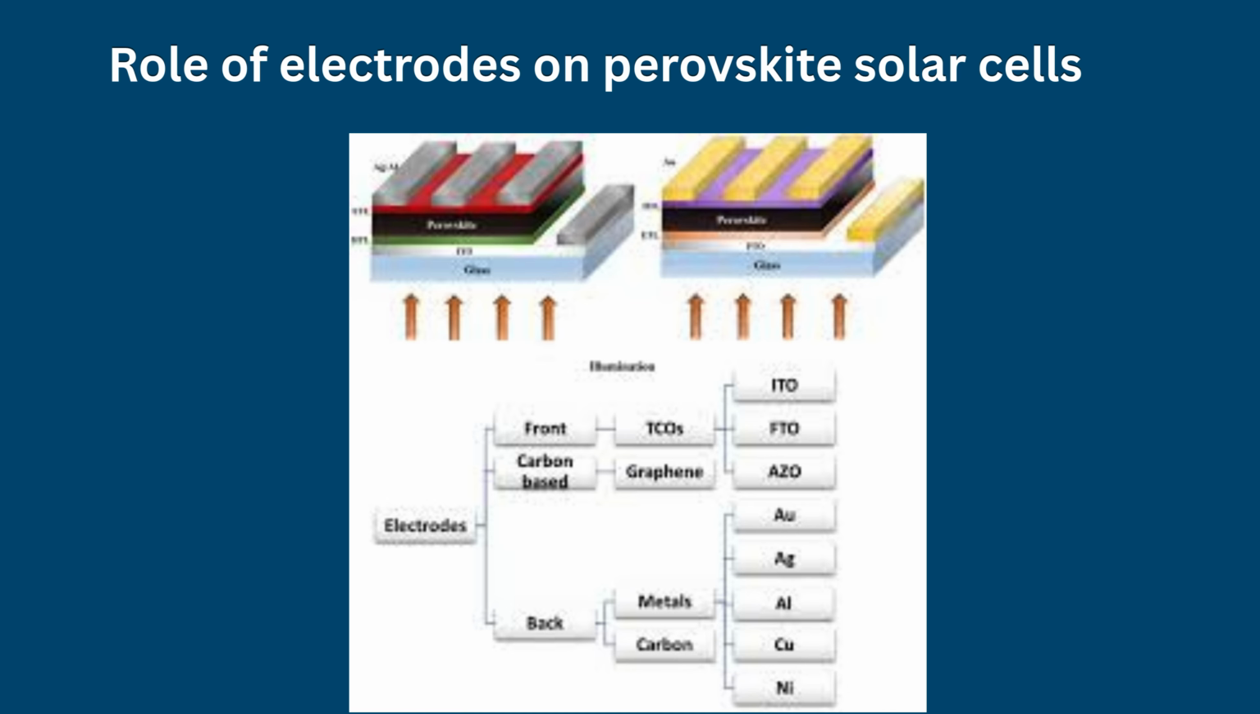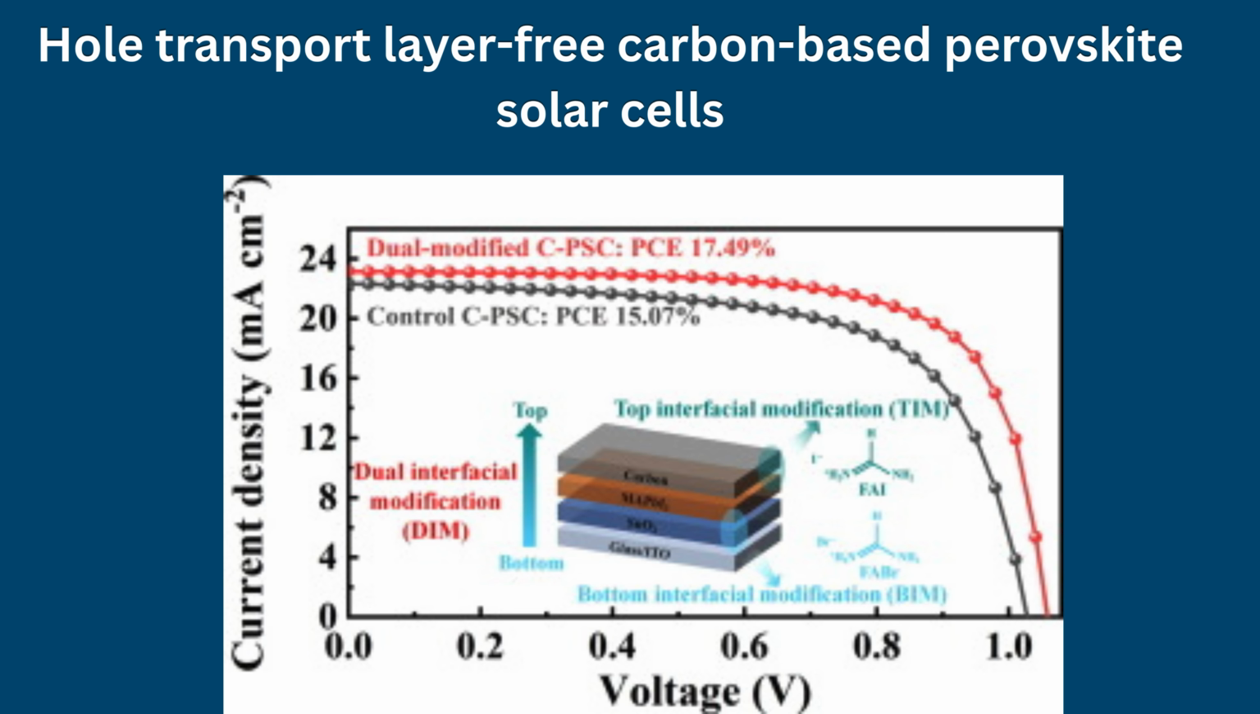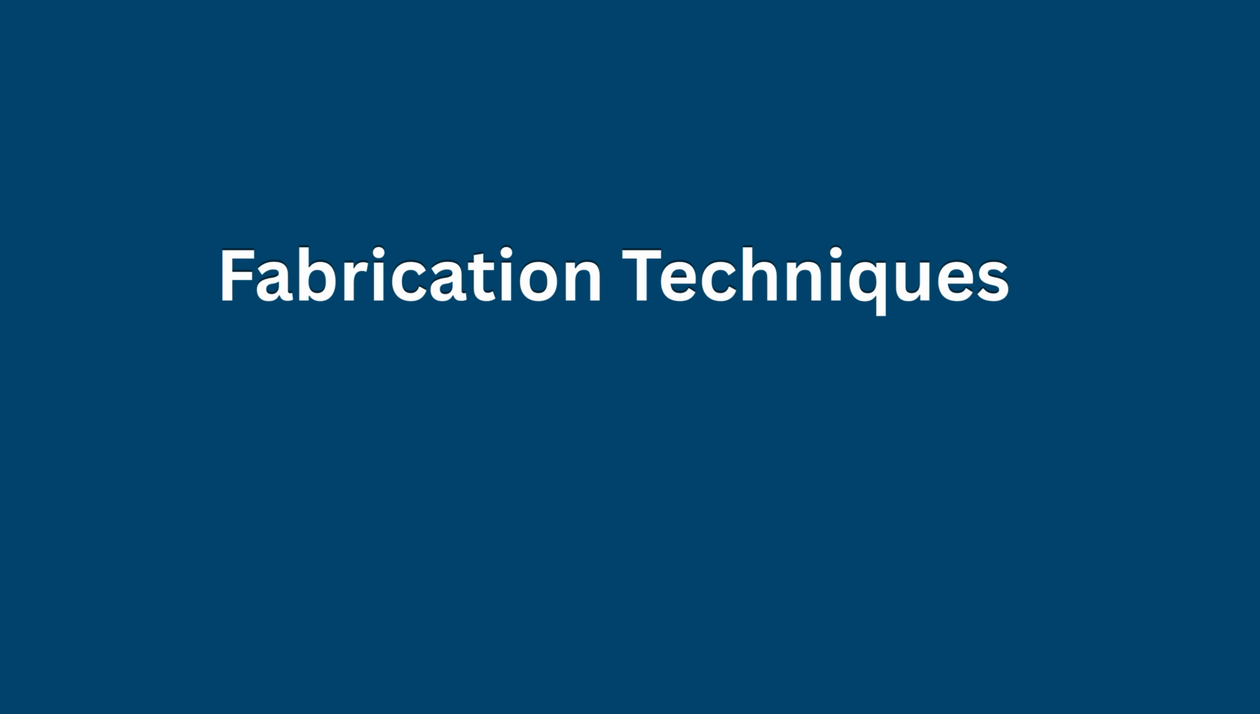Carbon electrodes. Carbon-based electrodes, including graphite, graphene, and carbon nanotubes, offer a low-cost and chemically stable alternative. Notably, hole transport layer-free carbon PSCs, CPSCs, demonstrate exceptional long-term stability due to inherent moisture resistance. Large-area printable carbon-based modules have achieved stable efficiencies over extended operational periods, highlighting their industrial potential.